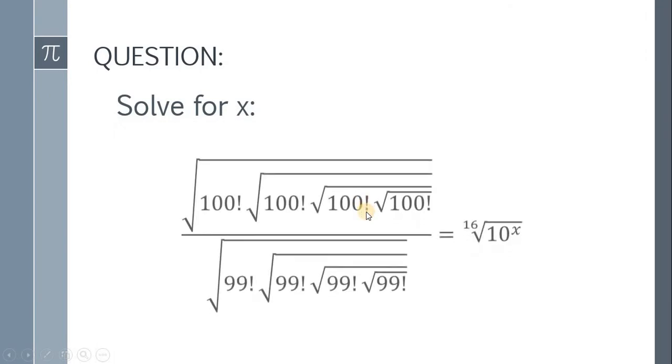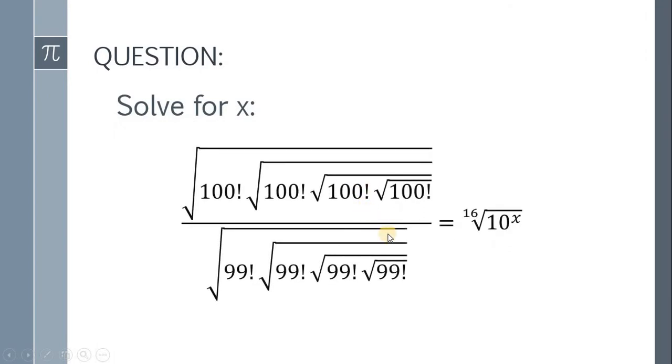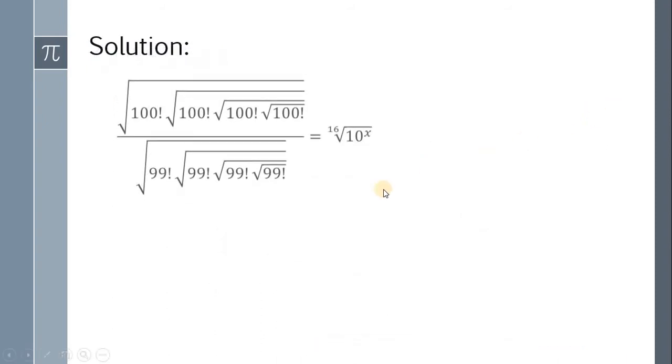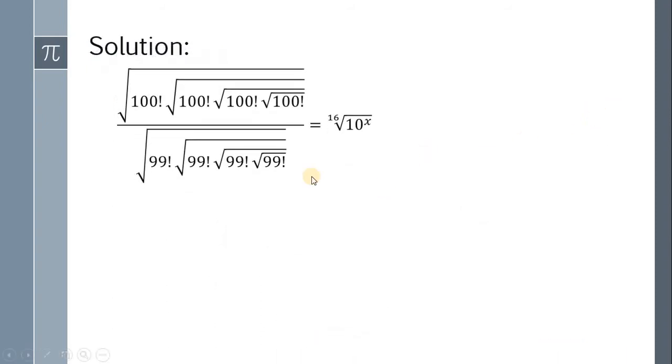Solve for x. And here's the equation. Now if you want to try this problem, just pause this video. And if you're ready, here's the solution. To answer this equation, we will use some laws of exponent to simplify the left-hand side and the right-hand side.